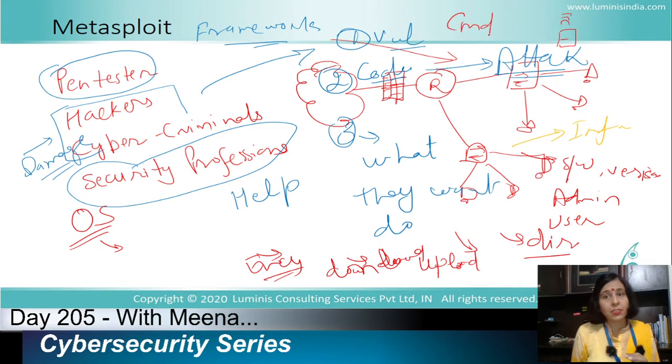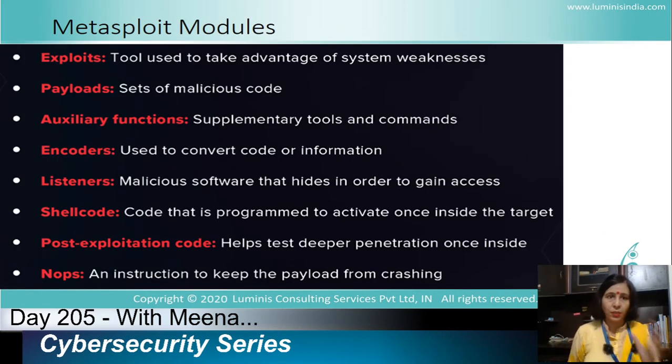So it's in the command prompt, and with the help of the GUI you can even perform all these tasks. Clear? So many things we can do with the help of Metasploit. And in Metasploit there are different modules, different ways we can perform the attacks. These modules are exploits, payloads, auxiliary functions, encoders, listeners, shellcode, post exploitation, and no operations.